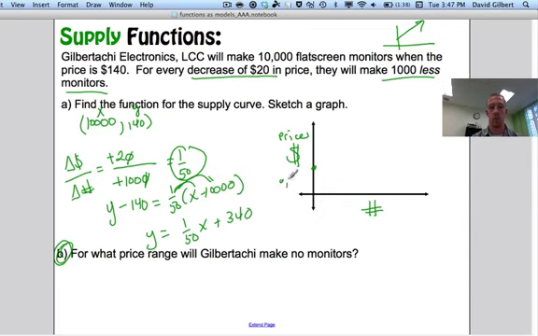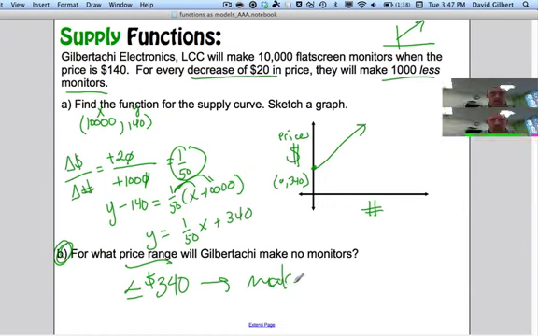So we have the point when x is 0, y is 340. That's right here. And then the slope goes up. So at this point, they'll make 0 units if the price is $340. So this price range, anything less than or equal to $340, they'll make no monitors.